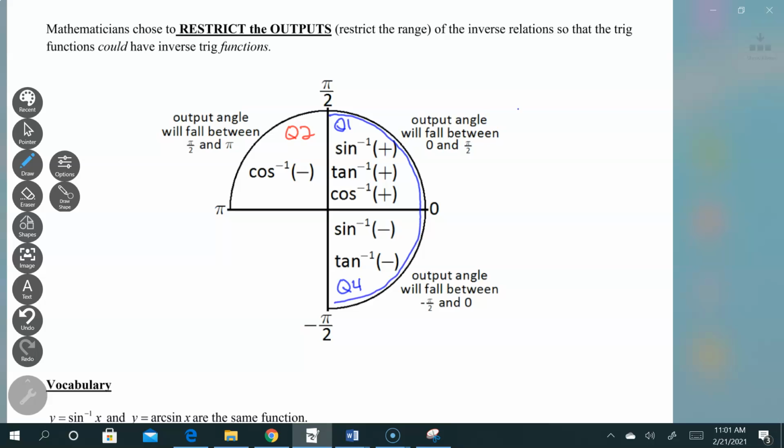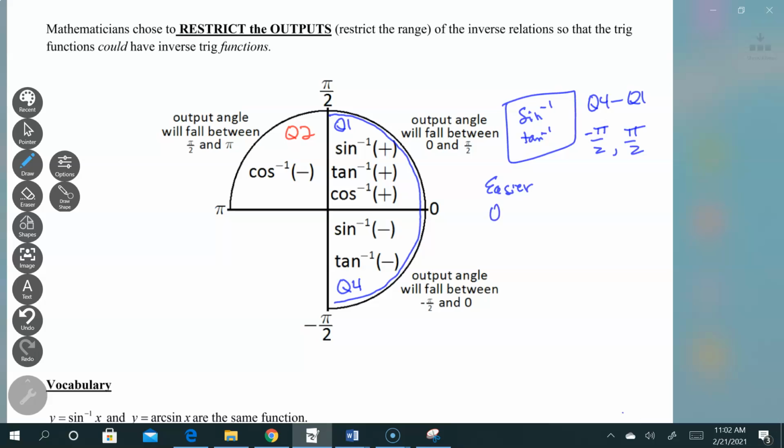The blue is for inverse sine and inverse tangent. Okay? It uses quadrant 4 connected to quadrant 1, from negative pi over 2 to pi over 2. Quadrant 4 is just the negative of quadrant 1 when you go in reverse. And this is actually going to be the easier one to do.